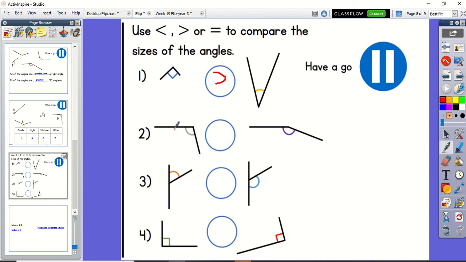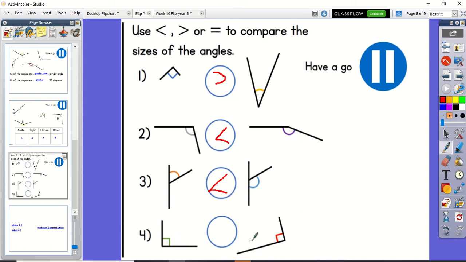Number two, I've got an obtuse angle and I've got another obtuse angle. But as you can see, they've both done this line here, and this one is more spread out than this one. Okay, so this has done more of a turn open. So that one is bigger. Here, I've got less than a quarter turn, so I've got an acute angle compared to this one here, which is an obtuse angle. So again, the obtuse angle is bigger.